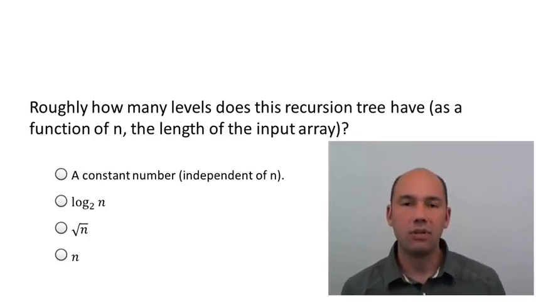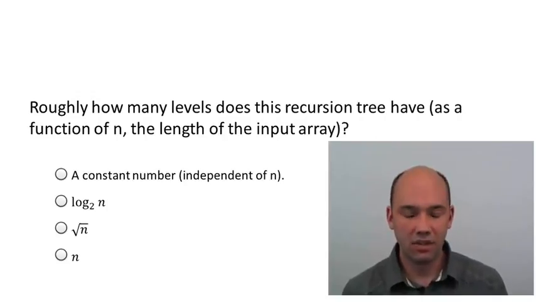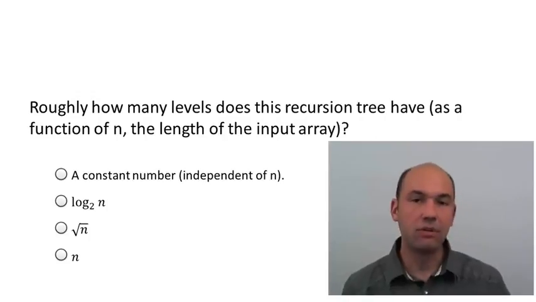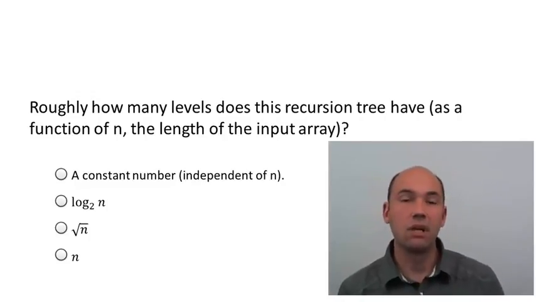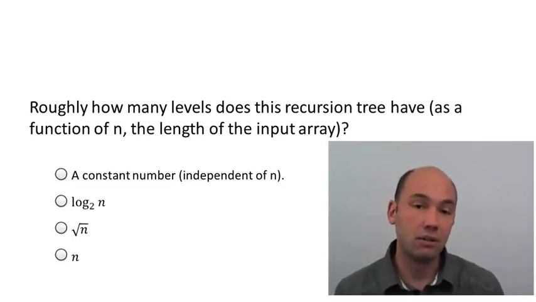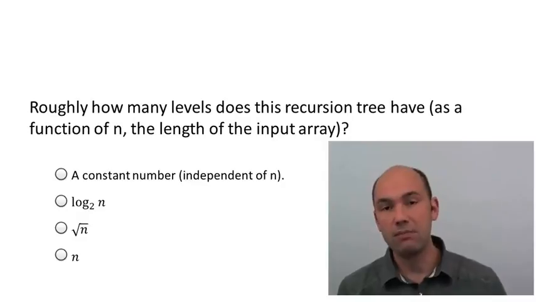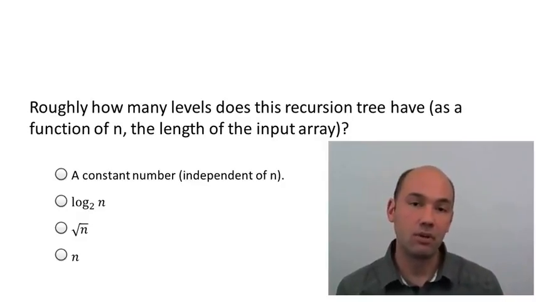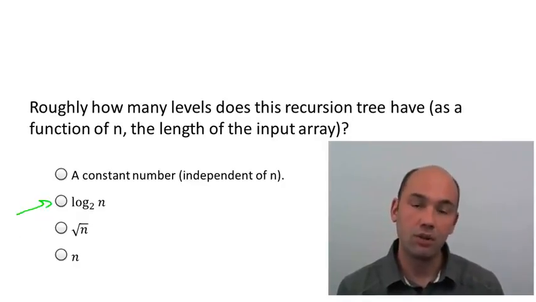Okay, so hopefully you correctly guessed that the answer is the second one. So namely that the number of levels of the recursion tree is essentially logarithmic in the size of the input array. The reason is basically that the input size is being decreased by a factor of 2 with each level of the recursion. If you have an input size of n at the outer level, then each of the first set of recursive calls operates on an array of size n over 2. At level 2, each array has size n over 4, and so on.